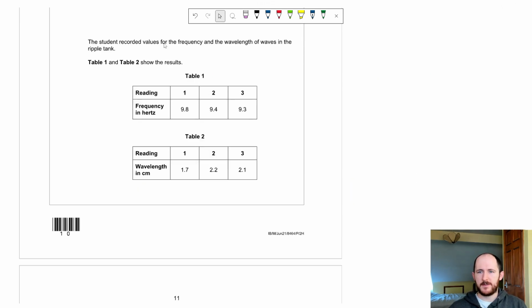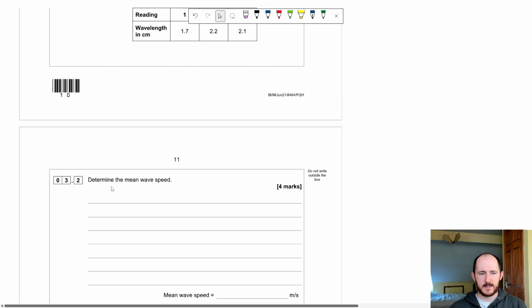The student recorded values for the frequency and the wavelength of waves in the ripple tank. Tables 1 and 2 show their results. We've got the frequency in hertz: 9.8, 9.4, 9.3. Then wavelength in centimeters: 1.7, 2.2, and 2.1. And it says determine the mean wave speed.